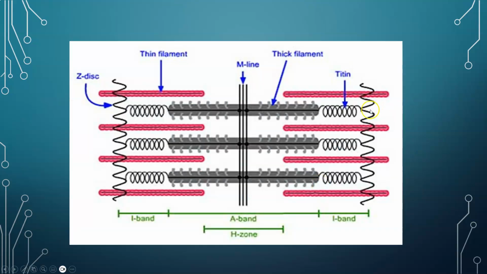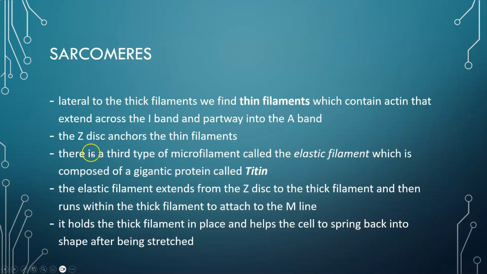It is the Z disc that anchors the actin. As you can see here, the M line anchors the myosin and the Z disc anchors the actin. Again, the Z disc anchors the thin filaments.